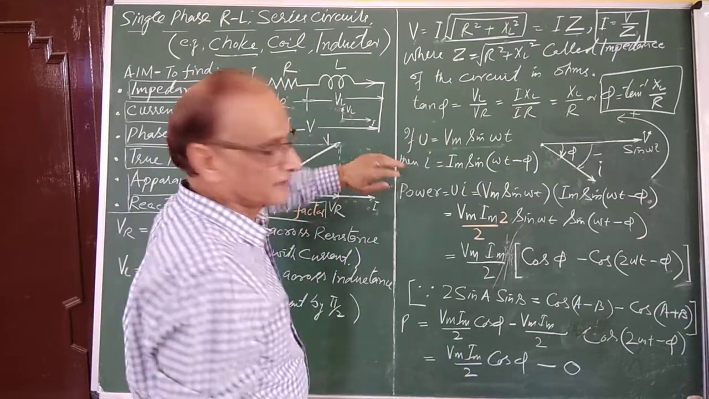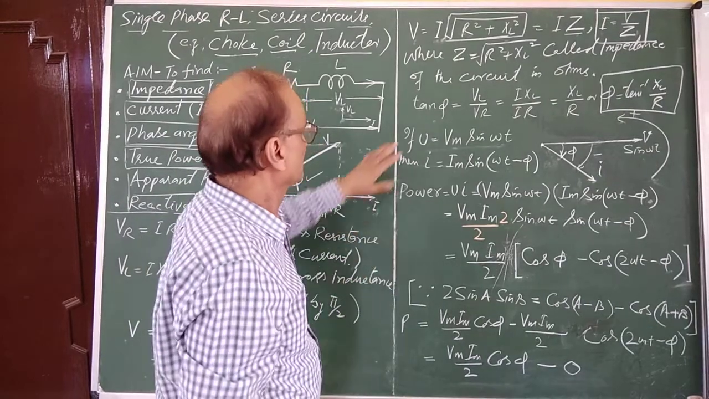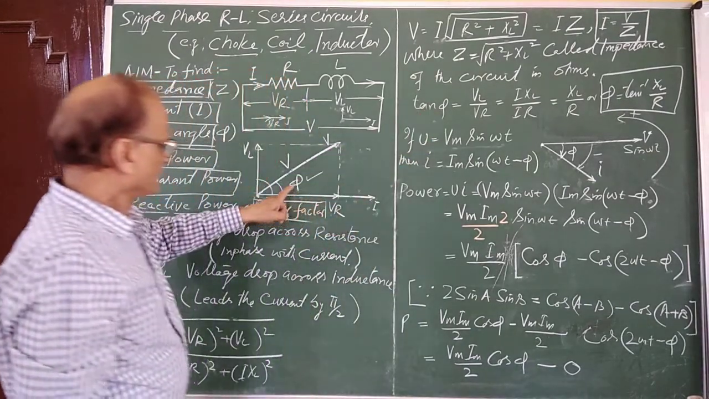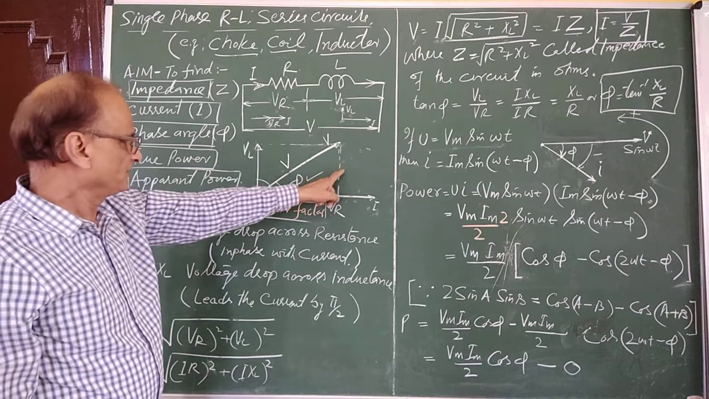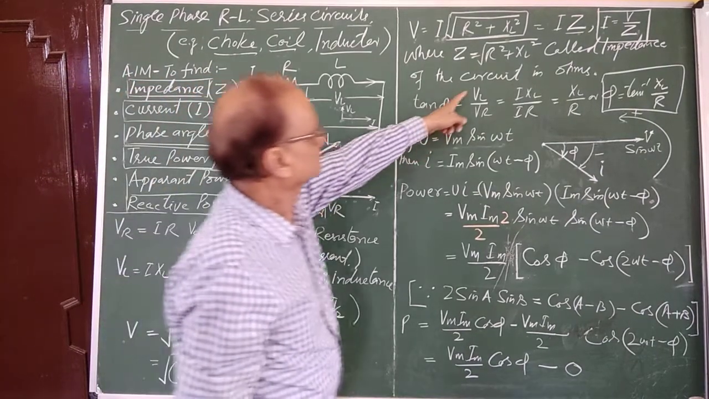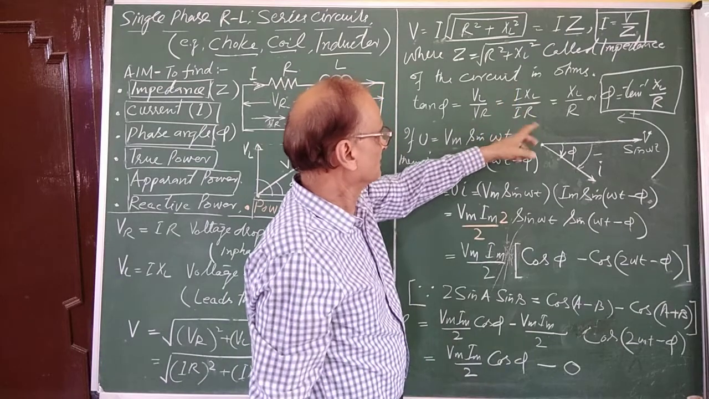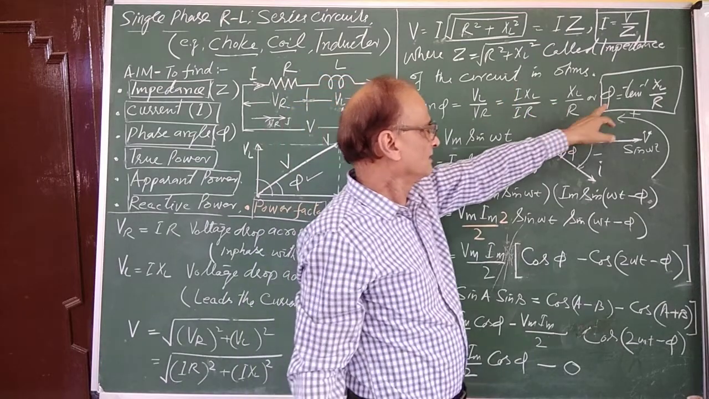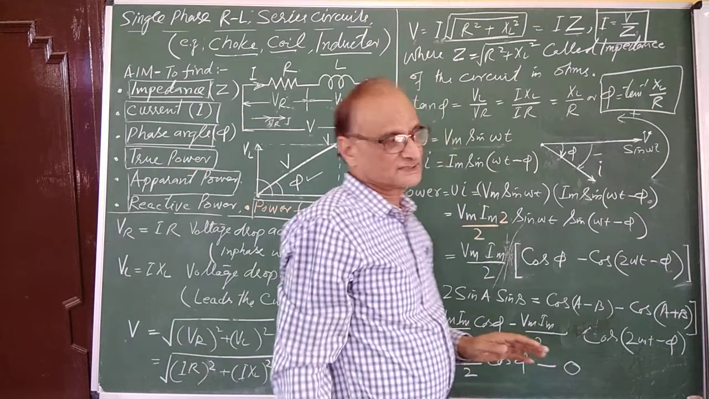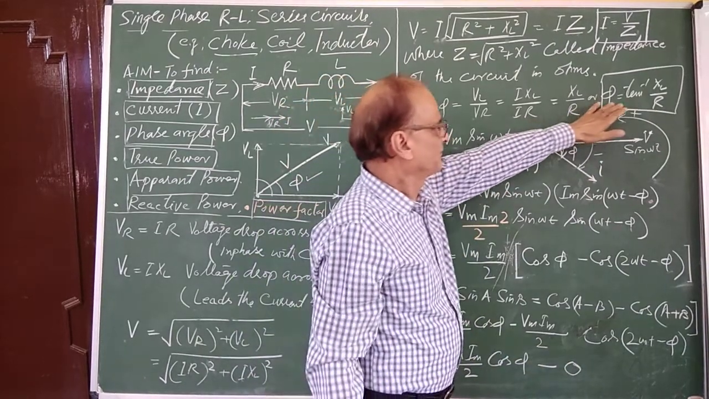Now we find the angle between voltage and current. From this diagram, tan phi is VL upon VR. Substituting the values of VL and VR, we get XL by R, or phi is equal to tan inverse of XL by R. This is the phase angle.